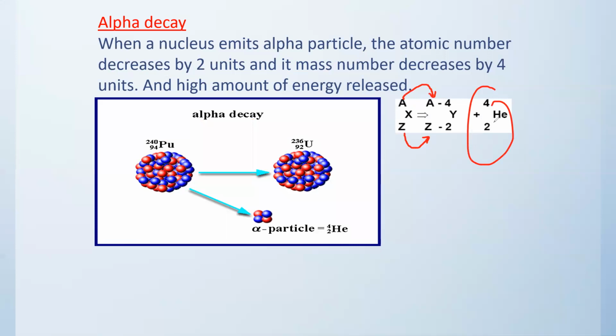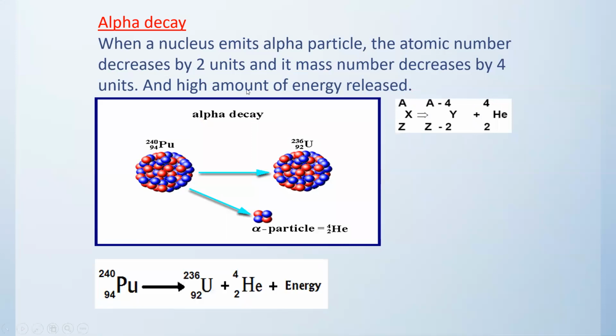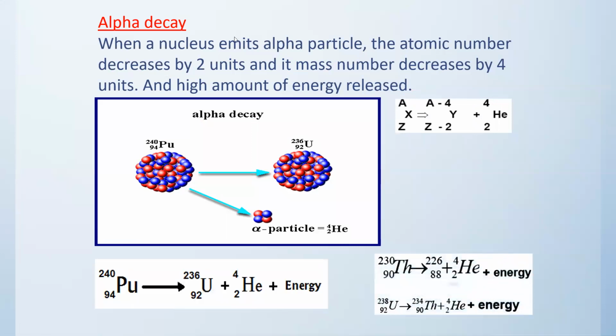And this is the symbol for alpha, which is also known as helium nuclei. So atomic mass decreases by 4, atomic number decreases by 2. So here it was 230, emits an alpha, becomes 226, and 90 becomes 88. So this is decreased by 4, this is decreased by 2. Same thing, uranium, which is 238, becomes 234, so decreased by 4, and this decreased by 2. This is what happens in alpha decay.